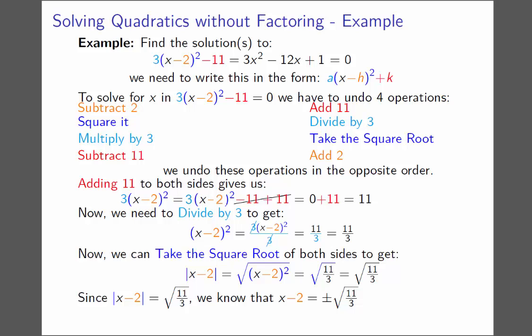Finally, to get x, all we have left to do is add 2. And adding 2 to both sides gives x equals 2 plus or minus the square root of 11 thirds, which if we want to write in a list is 2 plus the square root of 11 thirds and 2 minus the square root of 11 thirds.